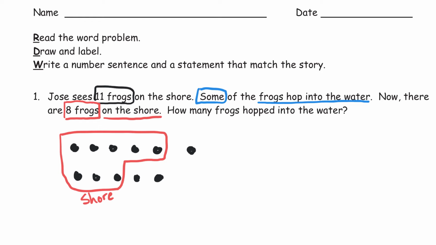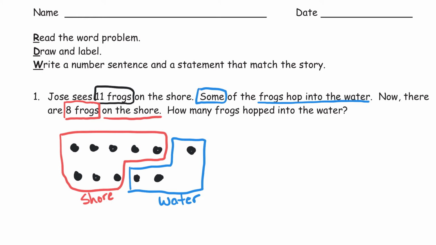Now, we had some frogs hop away. So that means to me that they're subtracting or they're leaving. So let's see how many were left. So we have our group that's on the shore. Whatever we have left is what went into the water. And I'm going to put a W-A-T-E-R there. So that's my water group.